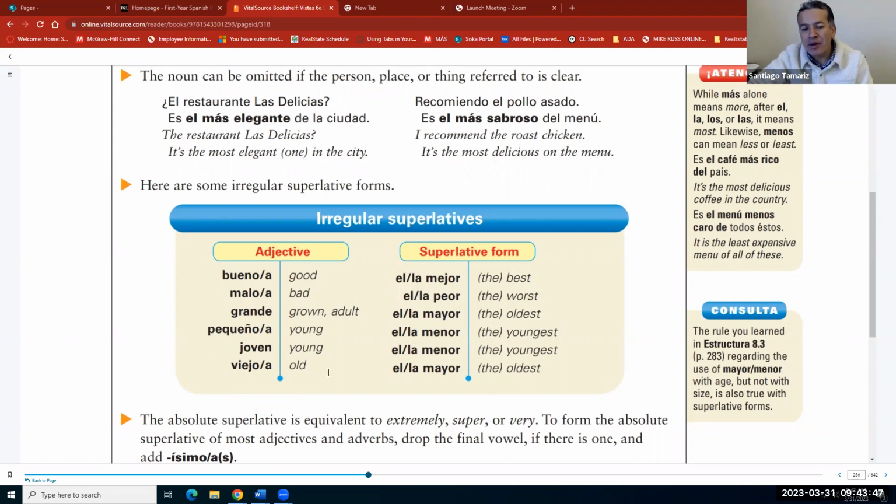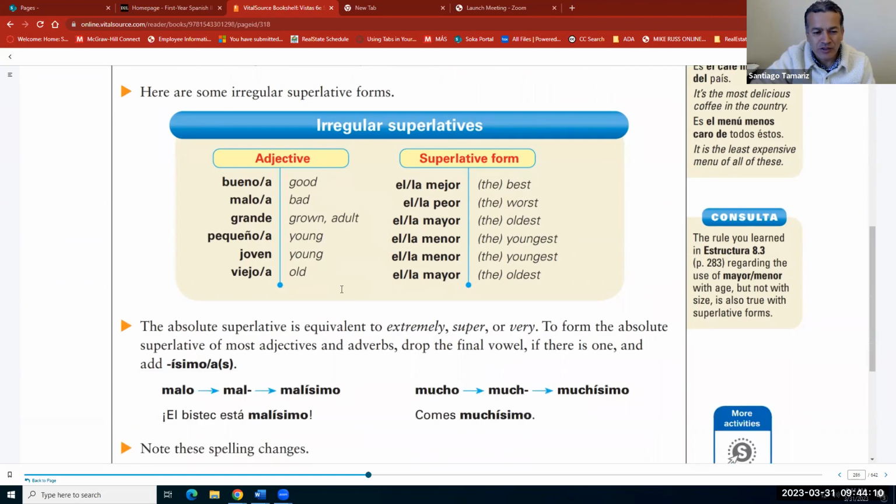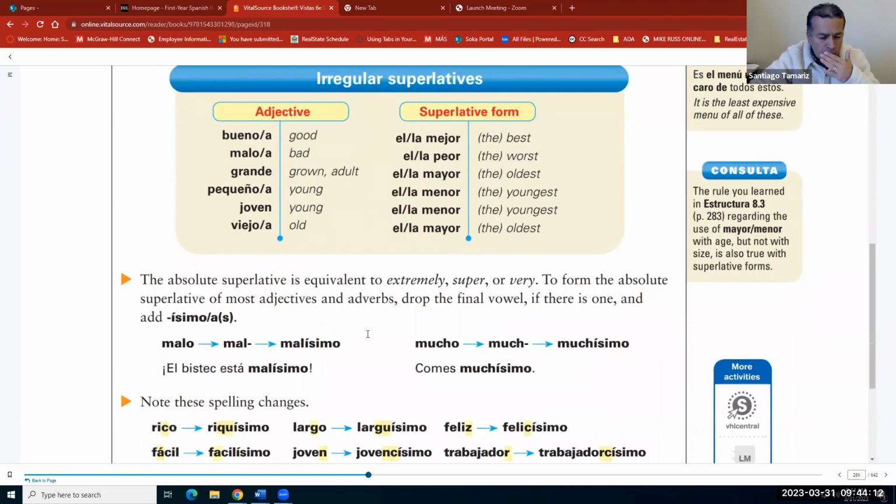Okay, as you know, pequeño also means small for objects, like the cell phone is small, ¿no? El celular es pequeño. La computadora es más grande que el teléfono. Bien, la universidad es grande. El teléfono es pequeño. Okay, here, this is the irregular superlative. Now, let's talk about another way to use superlatives.